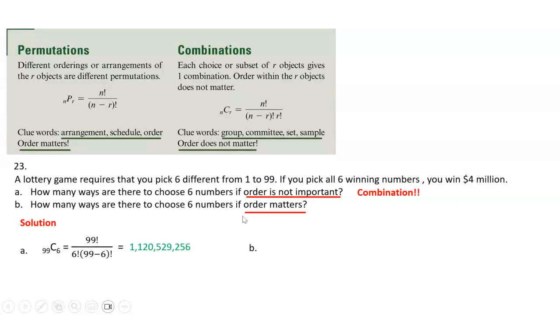Okay, for part B, it says order matters, so it's going to be a permutation, which would be 99 P 6, which will give us 808,781,064,320. Anyway, guys, what you have to know are the clue words to see if it's a permutation or combination, and these words will always be there in the problem.